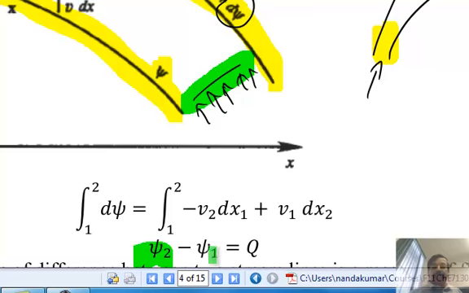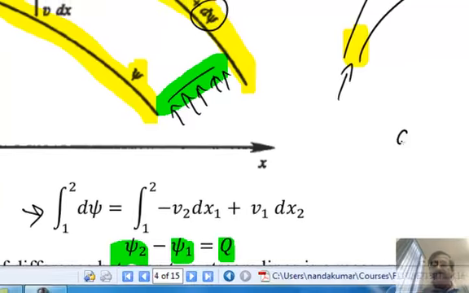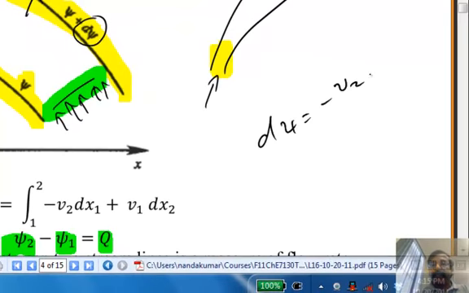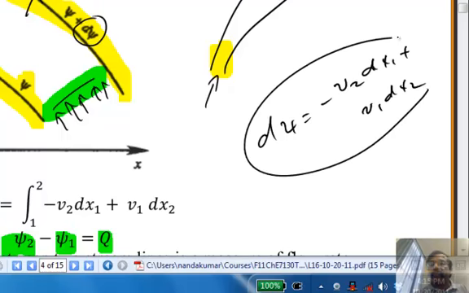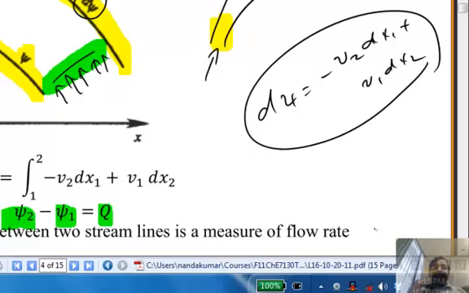Okay, so qualitatively you get a picture of that, and mathematically we can show, and that's what this exercise is about, that the net value between this is a measure of the flow rate. That is psi2 minus psi1. The difference between two stream function values is equal to Q. How do we do that? Again, it's physical interpretation of a mathematical equation. The mathematical equation is the same one that we started off earlier. That is d psi is equal to minus v2 dx1 plus v1 dx2. We already got that in the previous page. So I'm going to integrate that between two streamlines 1 and 2. And because the left-hand side is a total derivative, the integral of that is simply psi2 minus psi1.